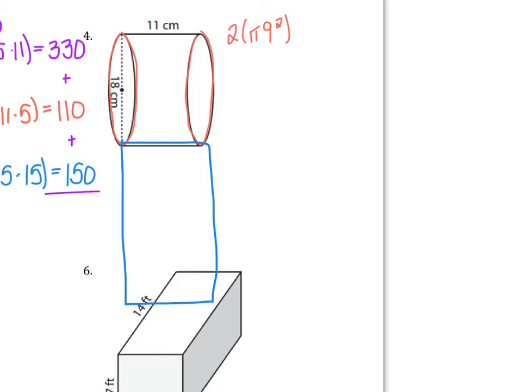For our lateral rectangle, we know it's going to be 11 centimeters wide. And then the length of it is going to be, again, the circumference of the circle. And the circumference formula is diameter, which we know, times pi. So 18 pi. So I'll write that over here. So plus 11 times 18 pi.